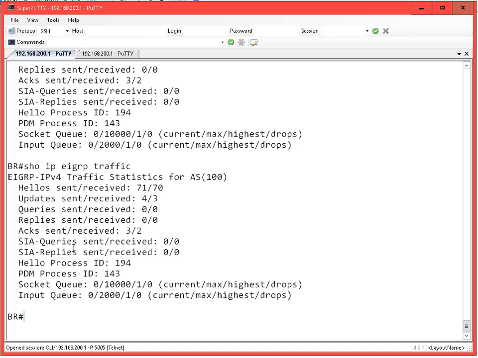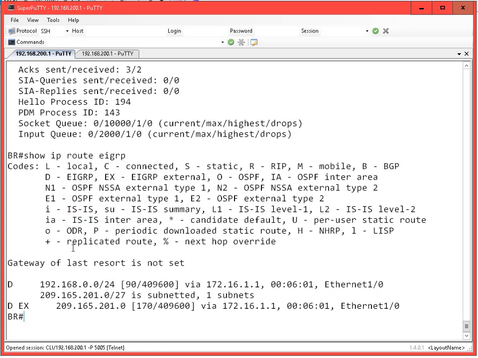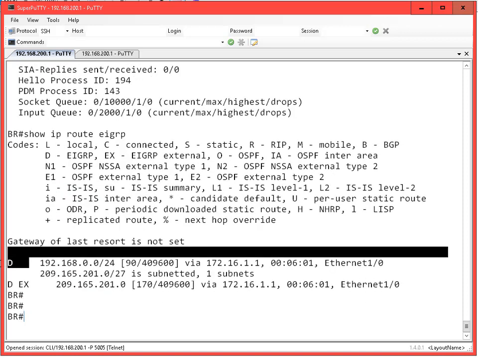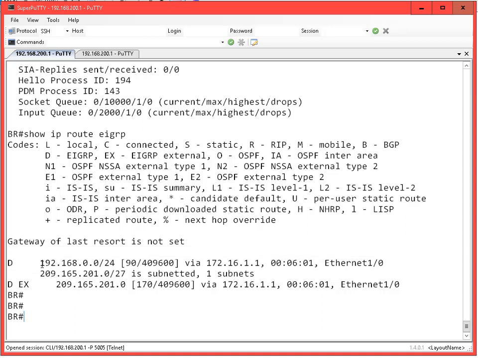So the next step would be to check our routing table. We've already verified that we have a neighbor relationship, and that updates have been sent, received, and acknowledged. So now we simply take a look at the EIGRP section of our routing table: show IP route EIGRP, and we can see that we have 2 routes. We have a D route that is the loopback from the HQ router.